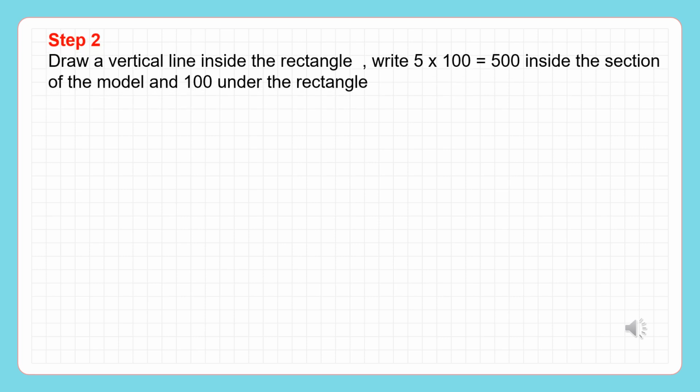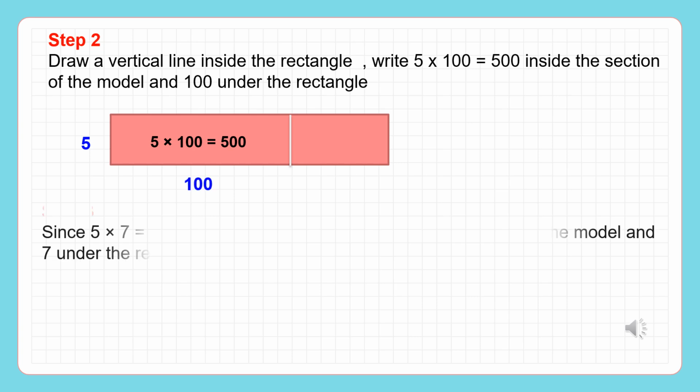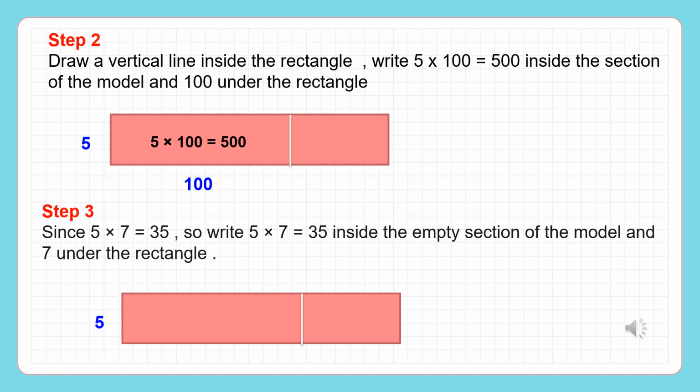Step number 2, we will cut this rectangle into two smaller parts by drawing a vertical line inside the rectangle. And then we think 500, 5 times what? 5 times 100. Then we write this in the first section and take 100 down. Step number 3, we will think 35. This 35, 5 times what? 5 times 7. And then we put this in the second section of the model and take 7 down.